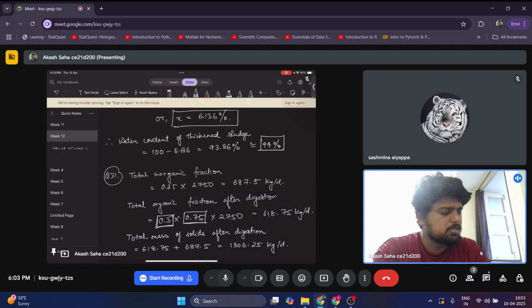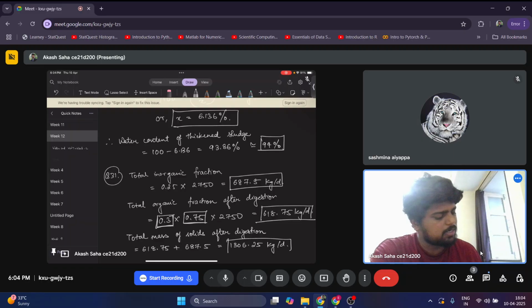So the total mass of solids after digestion will be 618.75 plus 687.5. That is the inorganic fraction and the organic fraction left after digestion. So if we add both of them, we will get the answer. Okay. One more numerical we have.